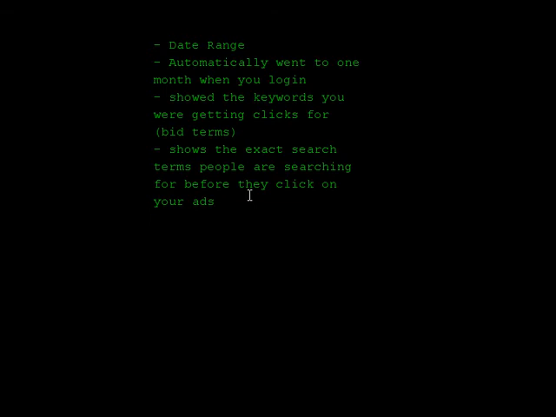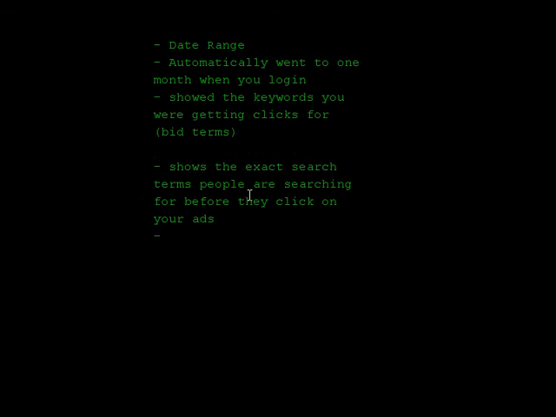So let's drill down into this, and I'll give you a bit of an example. I'll just make a note. The benefits of, or the sub-features of, showing the exact search terms people are searching for before they click on your ads is they get to see the long tail keywords, they get to see the potential negative keywords, they also get to see potentially irrelevant keywords, which is, I guess, another way of saying negative keywords there.